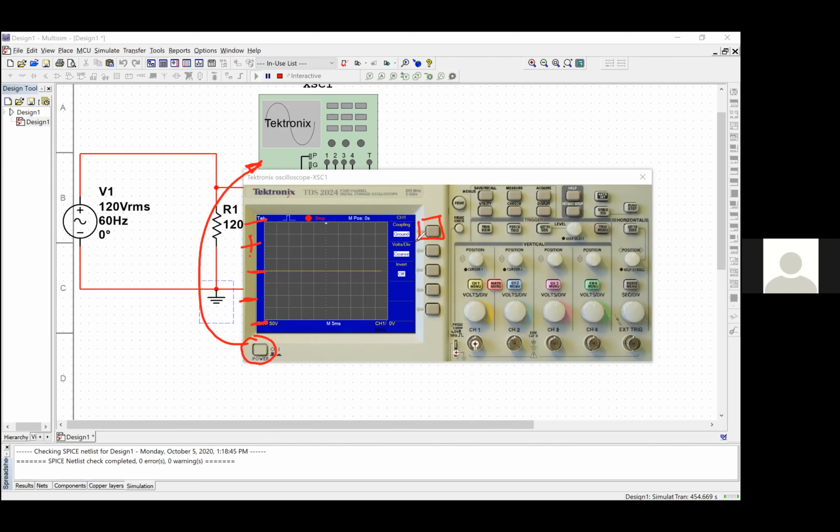Now, if we want to measure, as I said before, any other quantities like DC or AC, then I have to make sure that I use this button in order to tell the oscilloscope what it is that I want to measure. Okay, there is another key right here, which you can see says coarse. Any ideas on what that is for?